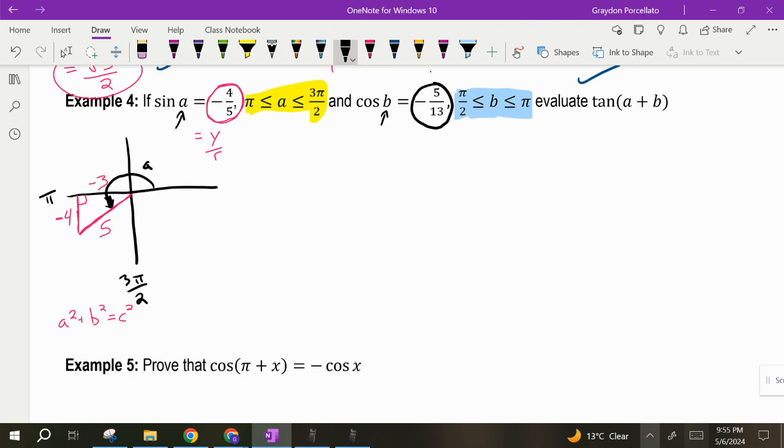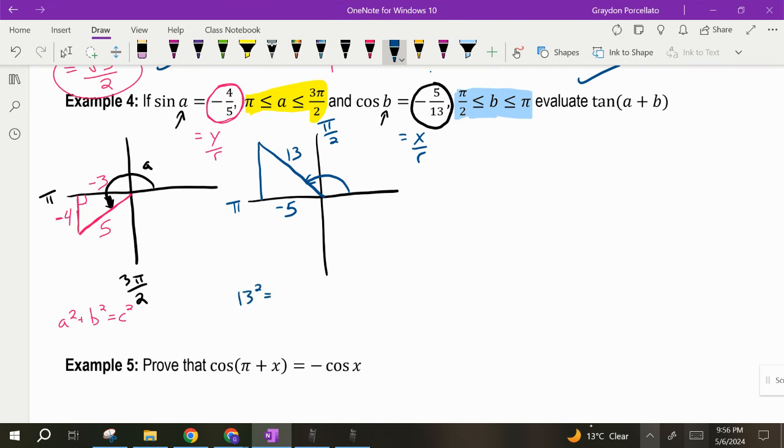Now let's do the same thing with B. I'm going to draw out B, and for B we're going to use this color. B is between pi/2, which is here, and pi. So it's telling us that B is this angle right here. We don't know exactly what it is, but we know it's somewhere in there. And we know that cos is x/r. Well, that means that this coordinate is -5. This is 13. And this one I have to do a little bit of thinking. So I'm going to do 13 squared equals 5 squared plus b squared.